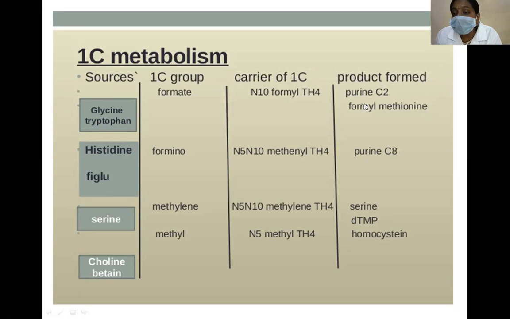formed is purine. From methionine and histidine, the formimino group's carrier of one carbon is N5,N10-methenyl tetrahydrofolate, and the product formed is purine at the C8 carbon. In serine, the one carbon group is a methylene group and the carrier is N5,N10-methylene tetrahydrofolate, and the product formed is serine here, and also methyl, where the carrier of one carbon is N5-methyl tetrahydrofolate, and the product formed is homocysteine.